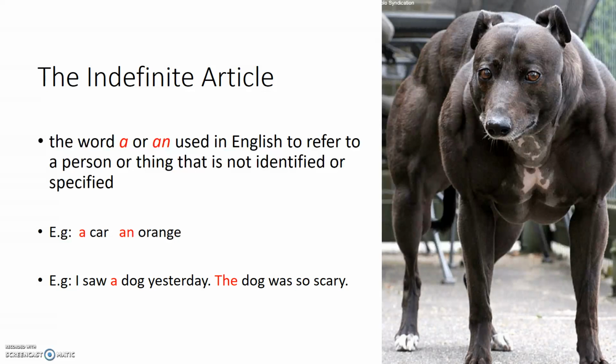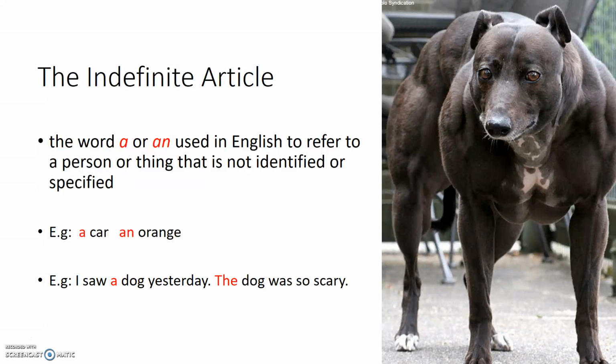For example, an orange. The indefinite article indicates that a noun refers to a general idea rather than a particular thing. Also, the indefinite article only appears with singular nouns.